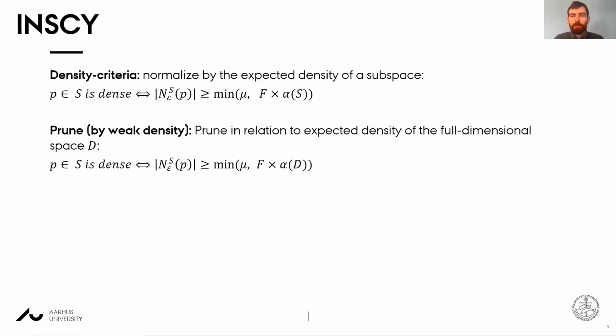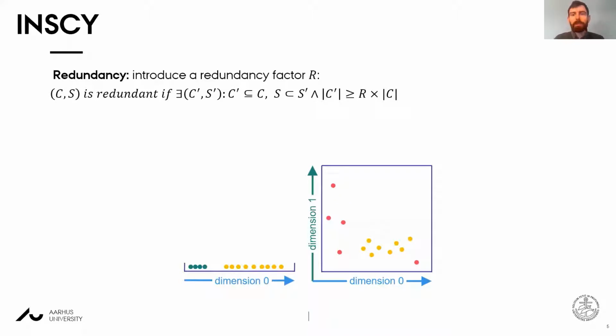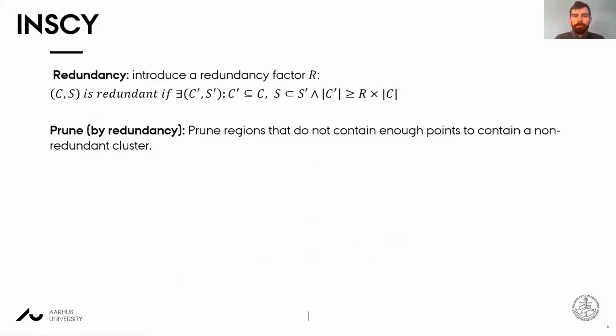InSky prunes points by weak density, meaning that they prune points that would not even be dense for the full dimensional space. Furthermore, InSky introduces a redundancy factor where they say that a cluster in a subspace is redundant if there exists a cluster in a superspace that covers more than a fraction of the points. InSky uses this to prune regions that do not contain enough points to contain a non-redundant cluster.